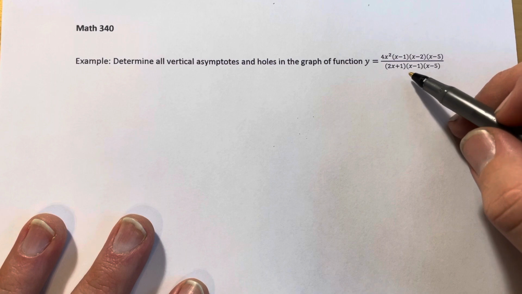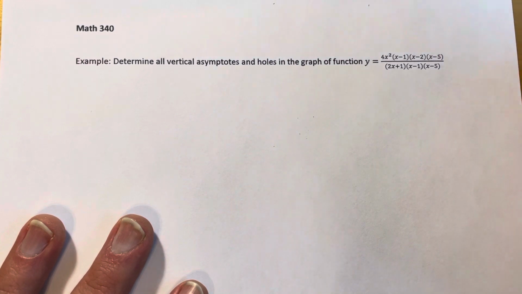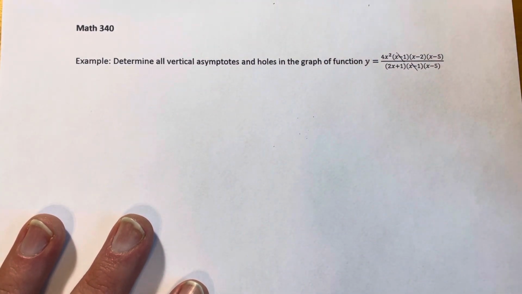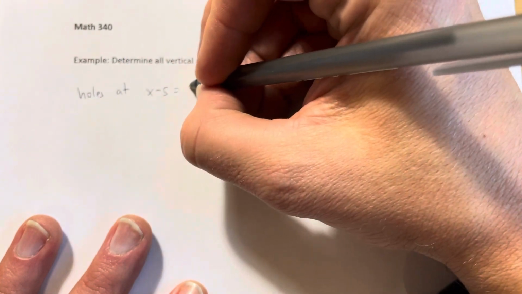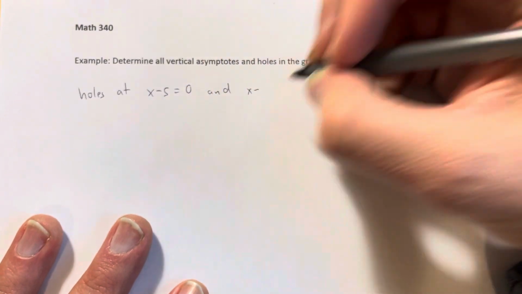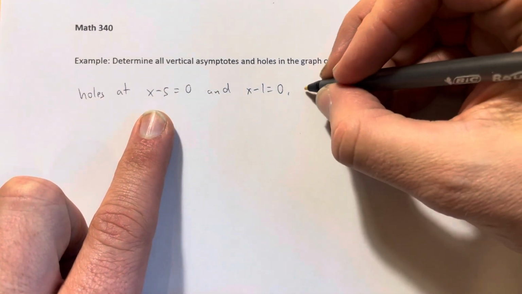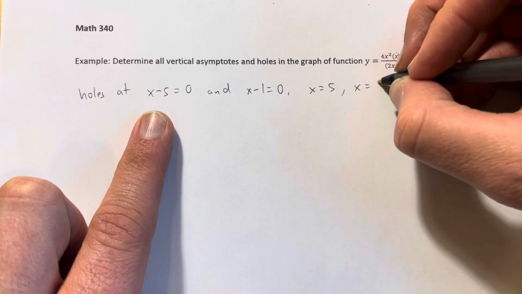So looking at my function here, it's very complicated looking, but we have the convenience of it already being factored for us. That's really helpful. So I'm going to look through here and see if anything cancels out. I get x minus 1s canceling out, and I also get x minus 5s canceling out. So that tells me I'm going to get holes at x minus 5 equals 0 and x minus 1 equals 0. We would want to solve each of these for x. So that's x equals 5 and x equals 1.